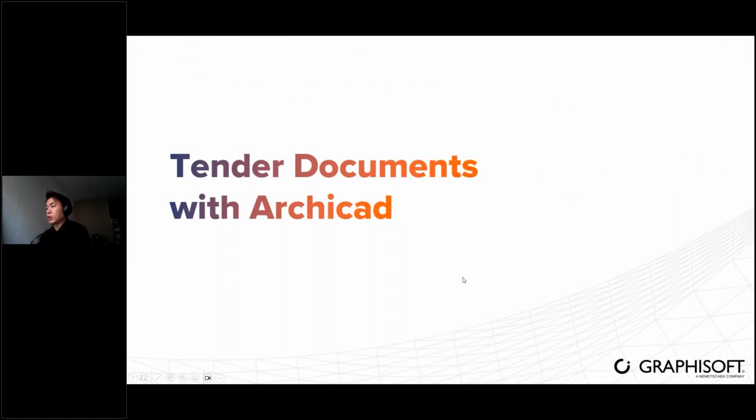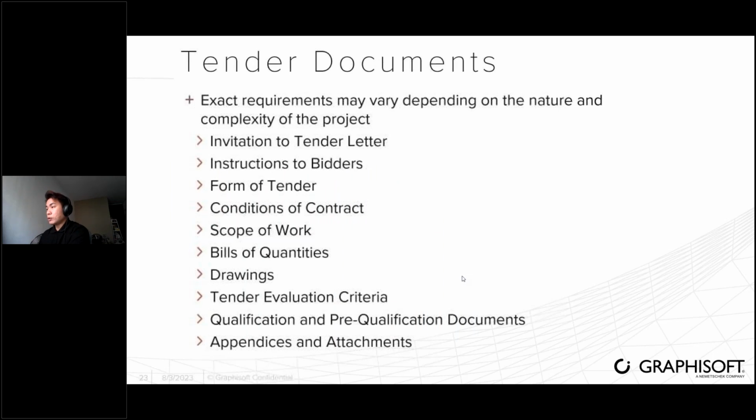Okay, so next topic, which is the tender document with Archicad. These are some of the tender documents that are commonly required. Out of all these, from BIM itself we can generate things like the scope of work, bills of quantities, and also the drawings. Other requirements will vary depending on the nature and complexity of the project.